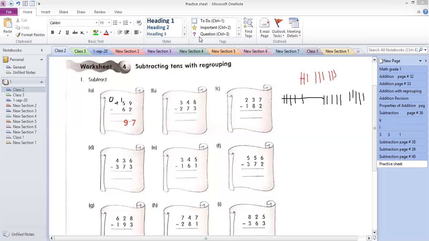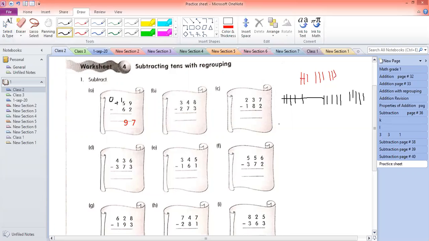Ayan, can you hear me? Yes. Yes, Ayan. Come to question number 2, that is B. Here we have to subtract 3 from 8. Can we subtract 3 from 8? Yes. Draw 8 lines and cut out 3 lines. I'll show you here.